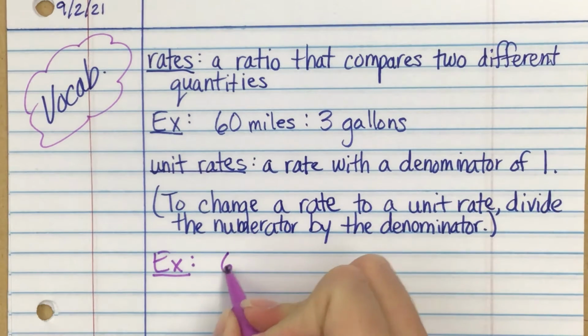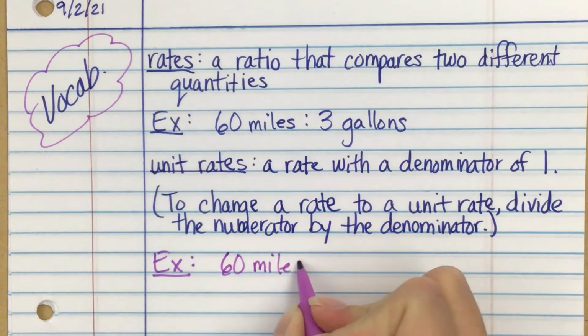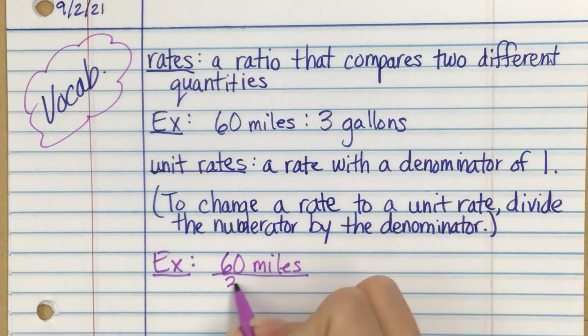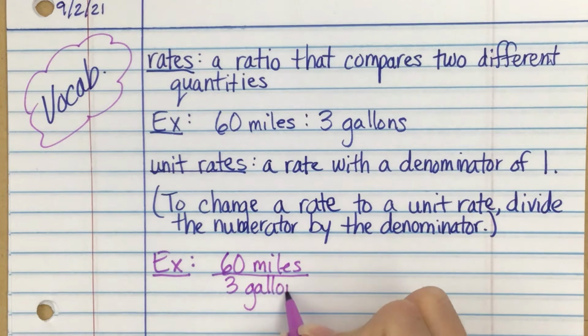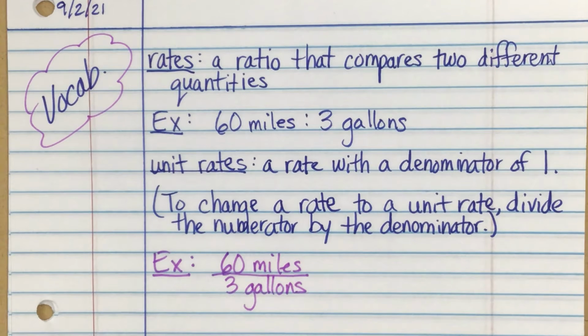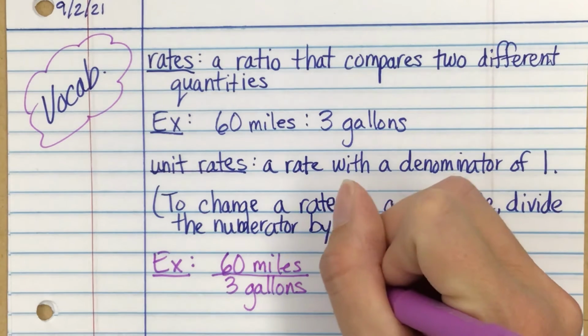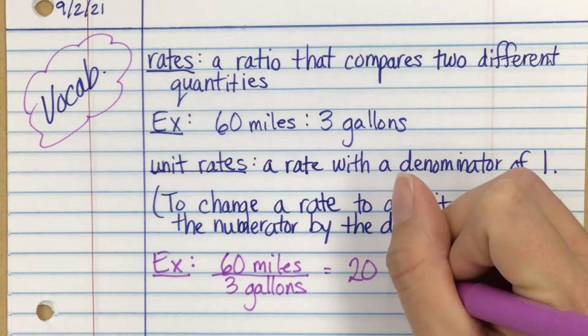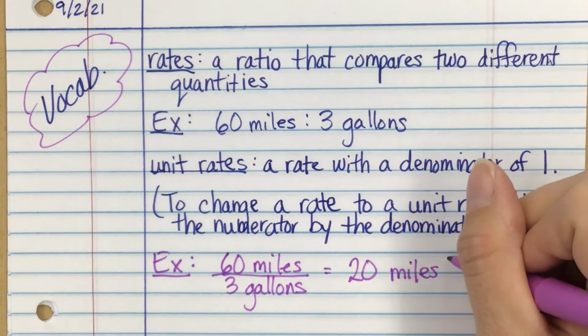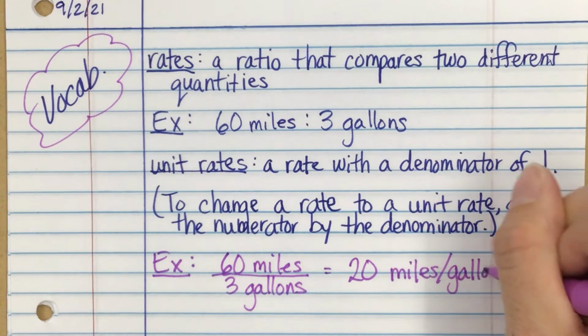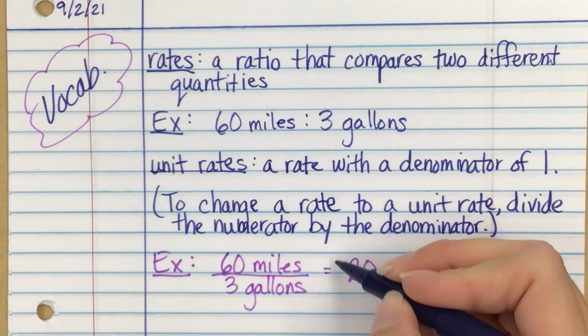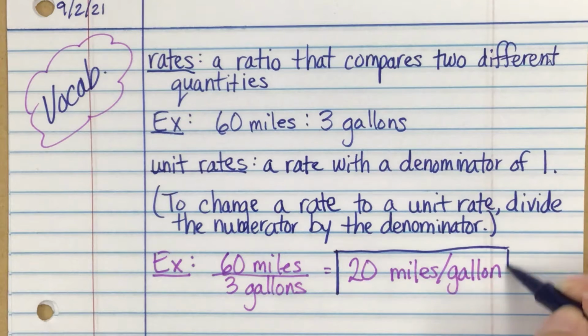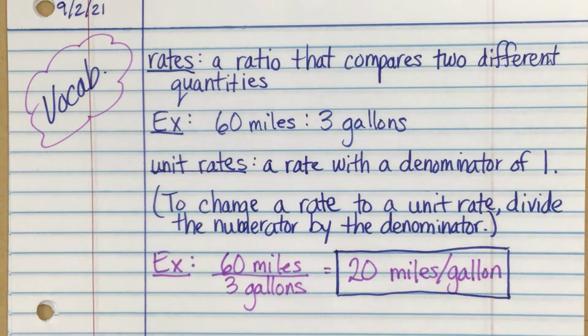So we can do 60 miles over 3 gallons. And to get the unit rate, we just divide. So 60 divided by 3 is going to be 20 miles per gallon. So this right here is our unit rate, because that's how many miles you can go on 1 gallon of gas. So unit rate means we're getting this to 1, okay, for 1 per 1.